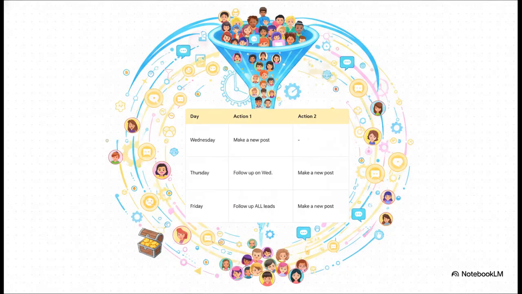So here's what that looks like in a typical week. Let's say on Wednesday you make a new post. Cool. Then on Thursday, you follow up with everyone who responded on Wednesday and you make another new post. Then Friday comes around, you're following up with all your previous leads from Wednesday and Thursday, and you guessed it, you make another new post. You see how it builds? You're always adding new people while keeping the conversation going with everyone else.